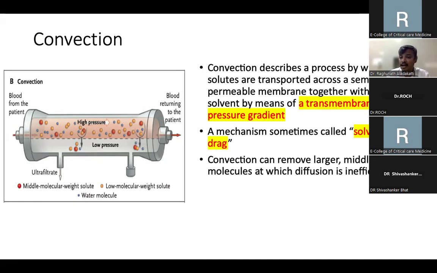Solvent drag means along with this fluid or solvent, solutes are moved from one part to the other part of the semi-permeable membrane. This is according to the transmembrane pressure gradient. It depends on the transmembrane pressure gradient. So convection can remove not only smaller molecules but also larger, middle-sized molecules, which diffusion cannot do. Whatever hemodialysis is not able to do, filtration or convection can do. You should know which molecule is to be removed during dialysis, and that depends on whether to use dialysis or filtration.